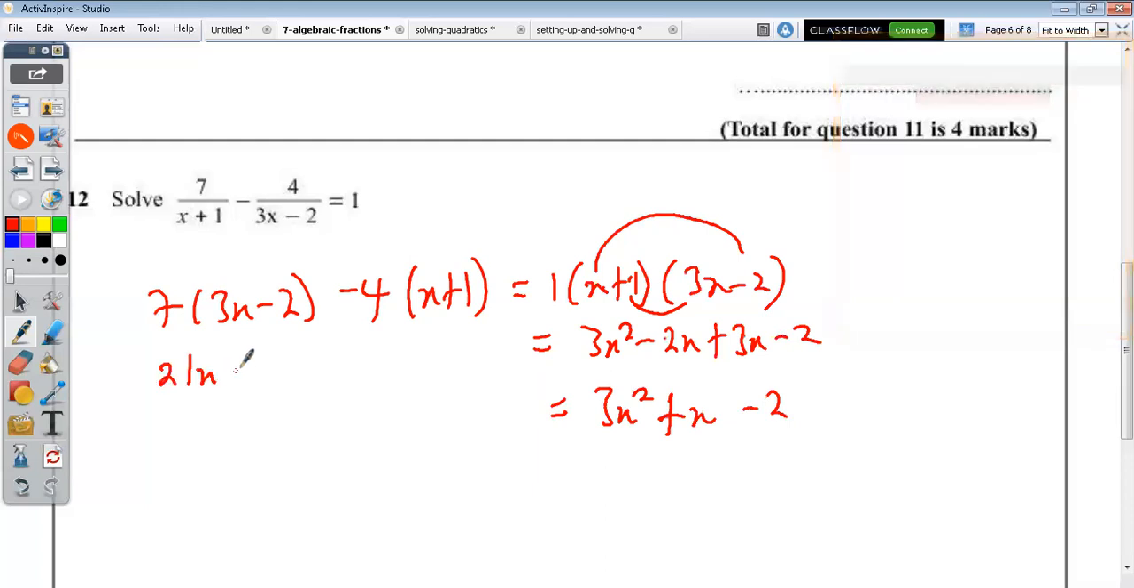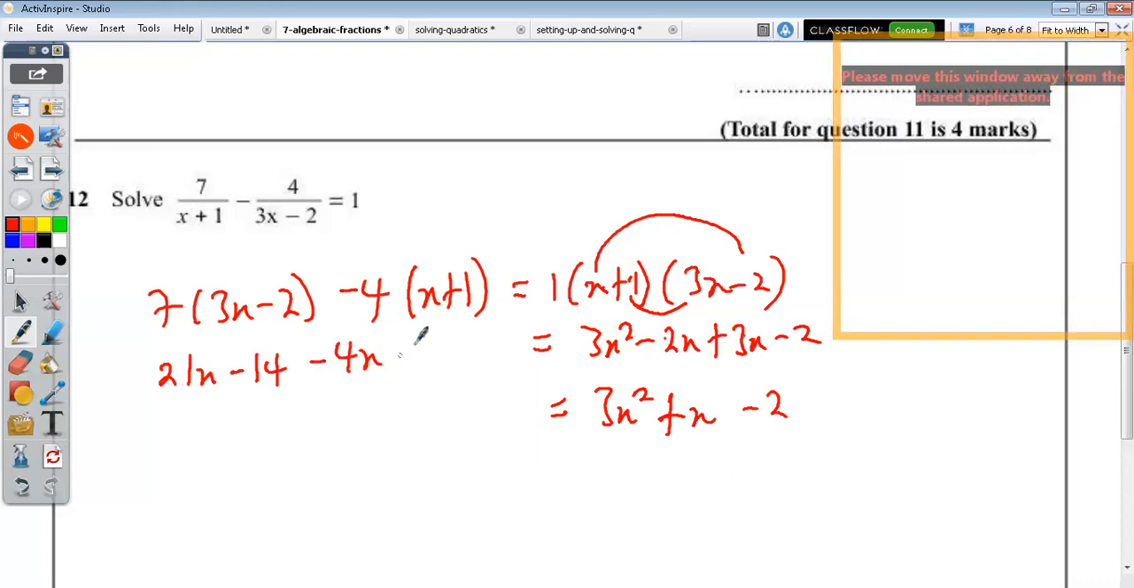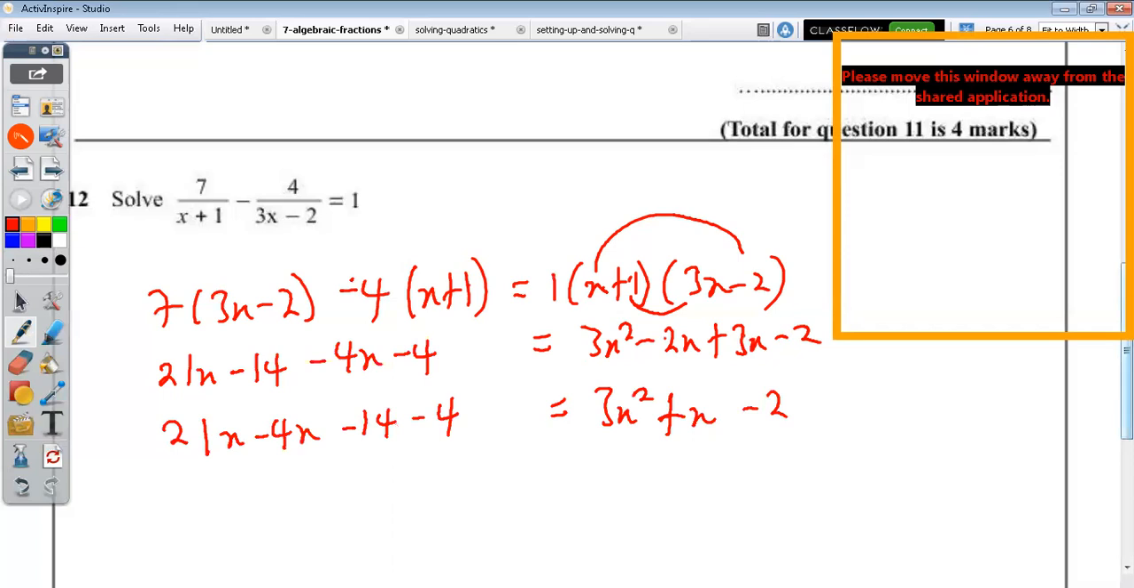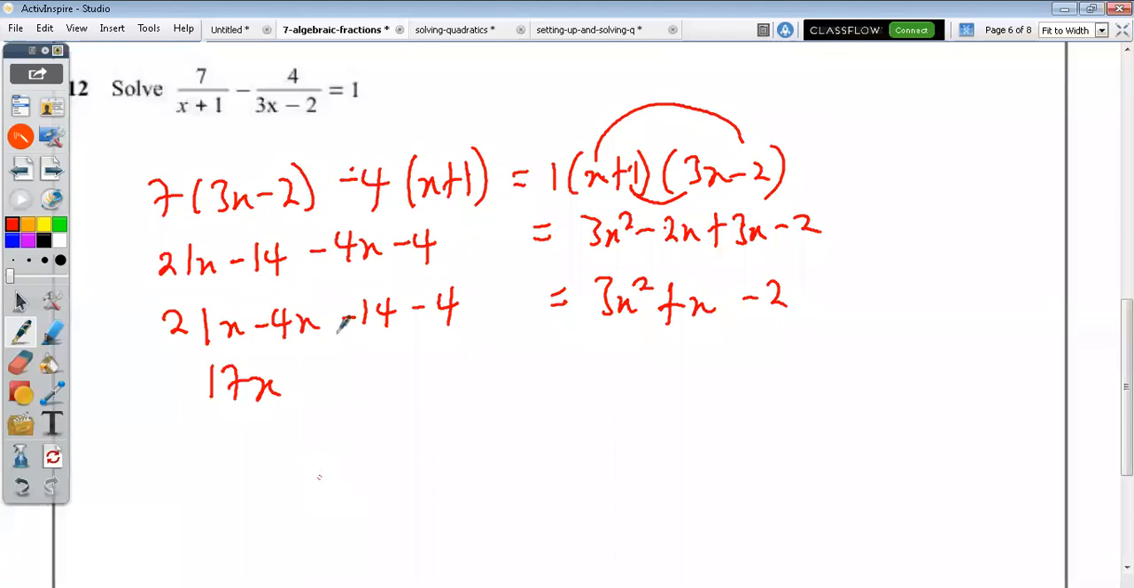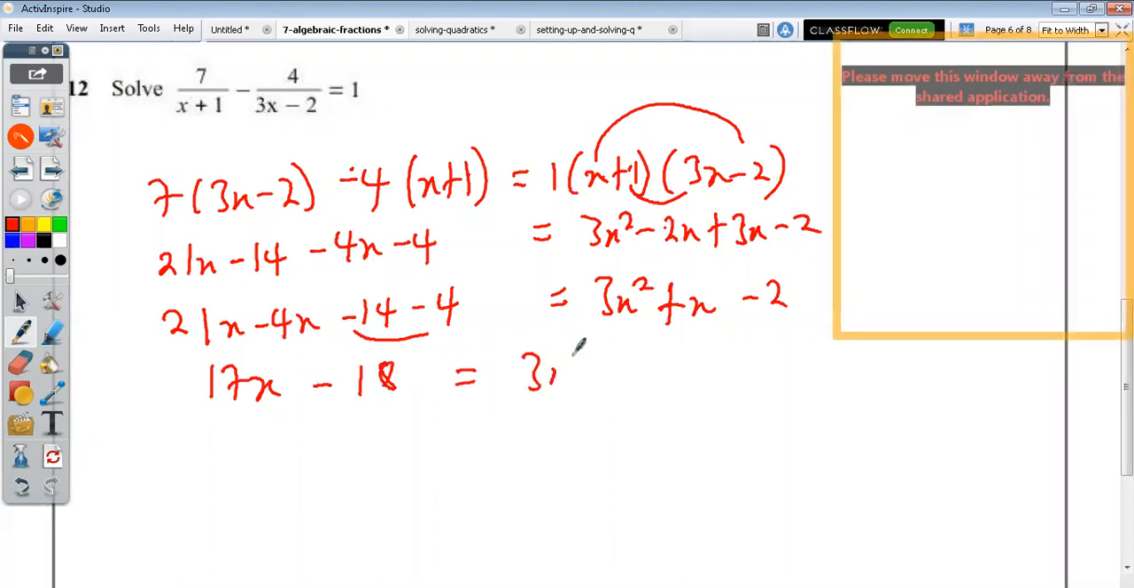21x minus 14 minus 4x minus 4. Negative times positive is negative. Regroup like terms. 21x minus 4x minus 14 minus 4. 21 minus 4 should be 17x, is that correct? 17x. We are increasing in the negative, so minus 18. Equal to 3x squared plus x minus 2. This is positive, it's fine.